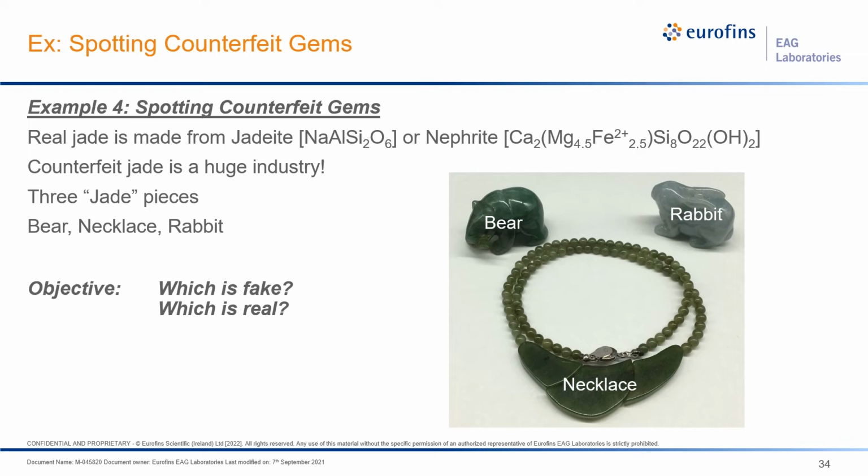As it turns out, one of our own XRD scientists happened to own 3 pieces of jade jewelry, a necklace, 2 figurines, a bear, and a rabbit. So we decided to test these 3 pieces to see if he spent his money well. XRD should be able to determine the phase composition of the stones, whether or not they're made of jadeite or nephrite, but we will need to use another technique to determine whether the stone has been treated.